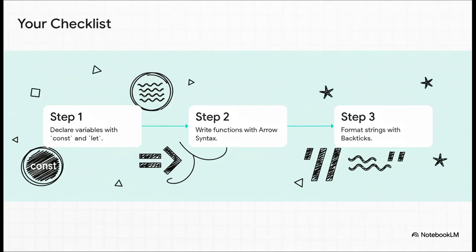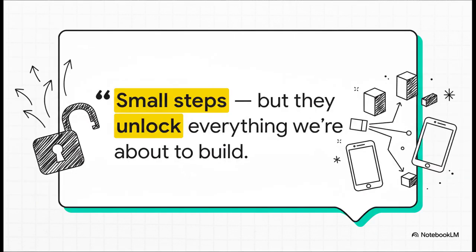So here's your takeaway, your mental checklist. Number 1, use const and let for your variables. Number 2, write all your functions using that slick arrow syntax. And number 3, build your strings with backticks. That's it. I absolutely love how our source material sums this up. Small steps, but they unlock everything we're about to build.